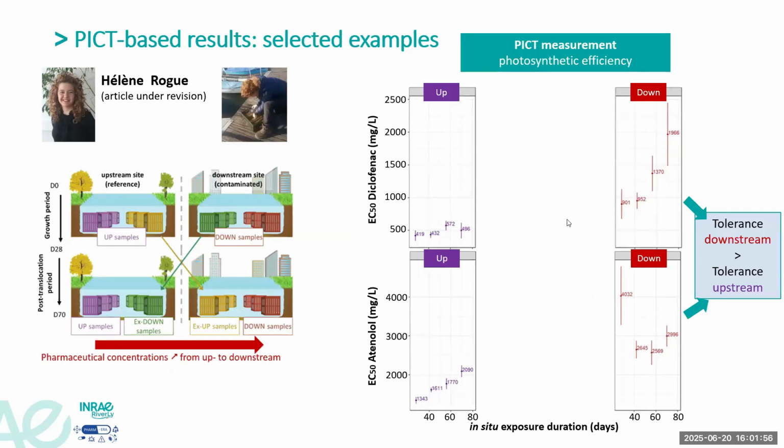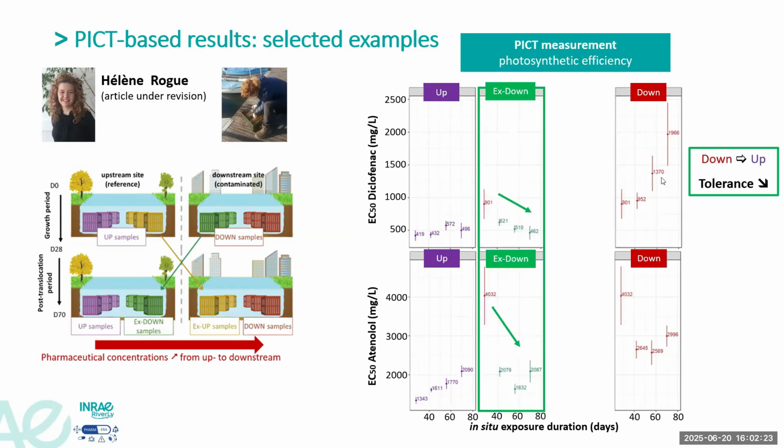And you can see here the results. You can see the results with two pharmaceuticals, diclofenac and atenolol, with a PICT measurement based on photosynthesis. You can see for the two pharmaceuticals that the tolerance level downstream, in red, was always higher than the tolerance level upstream. So this is clearly due to the increase in contamination from upstream to downstream.